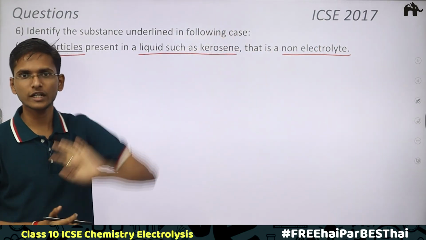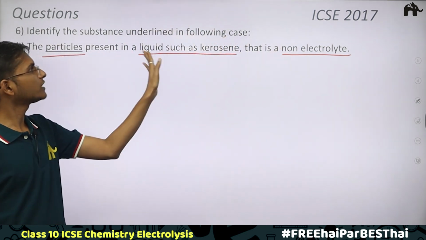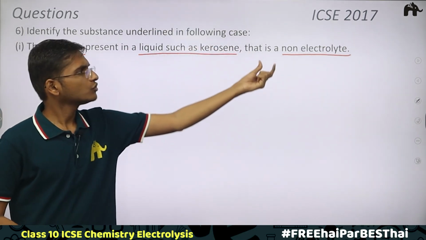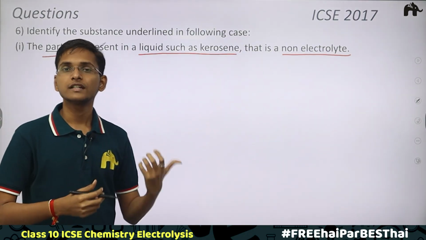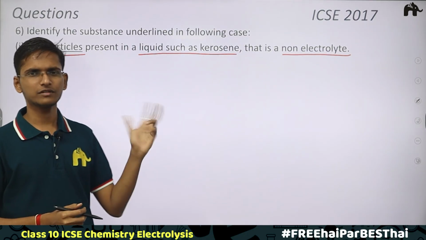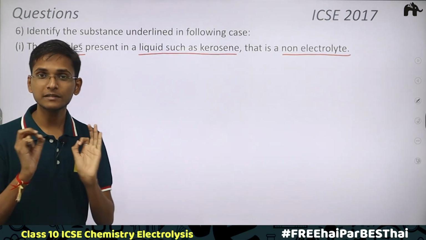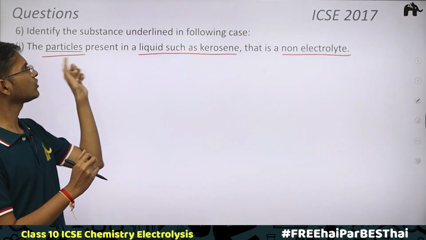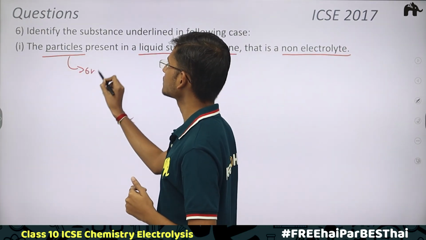Because we know kerosene is a non-electrolyte, and we have studied non-electrolytes in their aqueous solutions or in their molten states, or we can say liquids. Molten state means liquids. So non-electrolytes in the liquid state or aqueous state have only molecules. So kerosene in the liquid state, which is a non-electrolyte, would also have only molecules. So what particles are present? Only molecules.